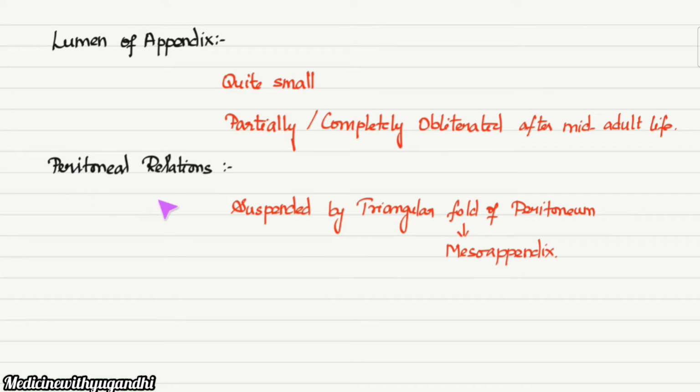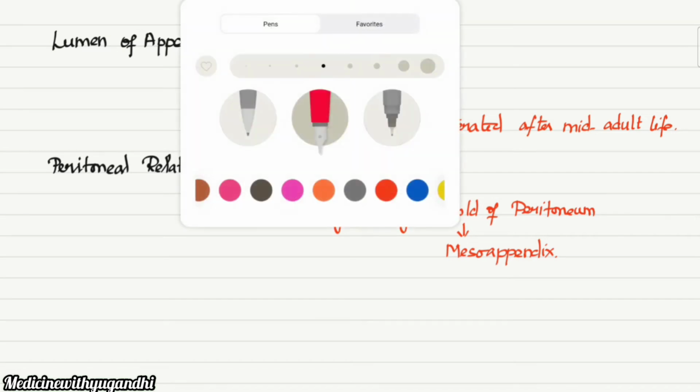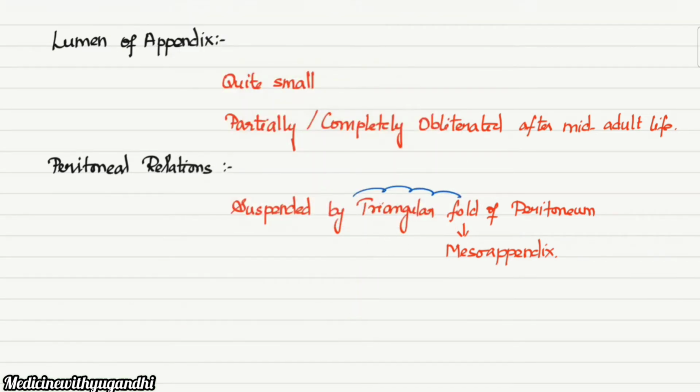Then coming to the peritoneal relations. This was discussed in the previous video on the peritoneum. If you want to watch the video, please do check the description box for the link. The peritoneum suspending the appendix is called the mesoappendix, and it is triangular in shape.